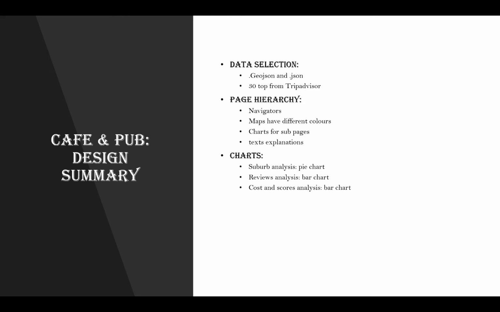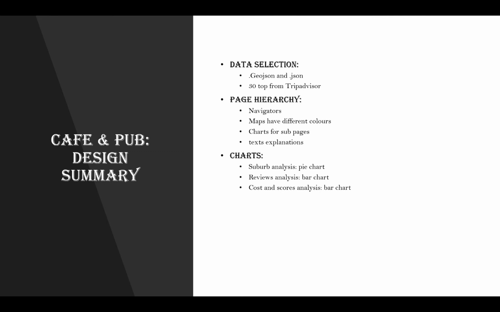Now we will introduce our first theme, cafe and pub. Our data are the top 30 cafes and pubs chosen from TripAdvisor. Locations are extracted from Google Maps. For Mapbox, we transfer the data into GEOM90007. In the development of the website, we use data in the form of JSON. Each page contains navigators to their predecessors and successors. Specifically, the home pages of this theme have maps to show locations of our recommended places.